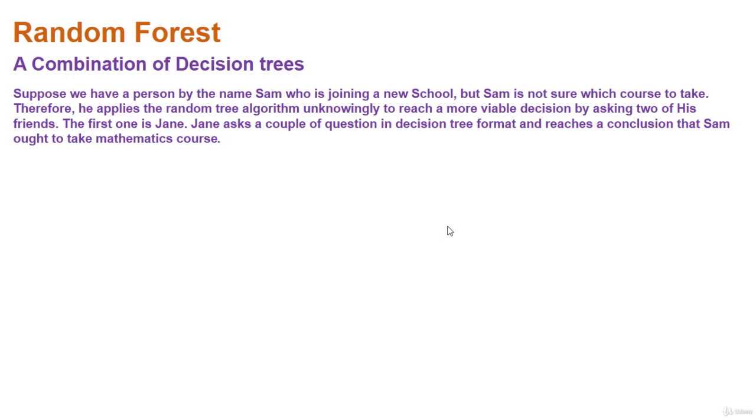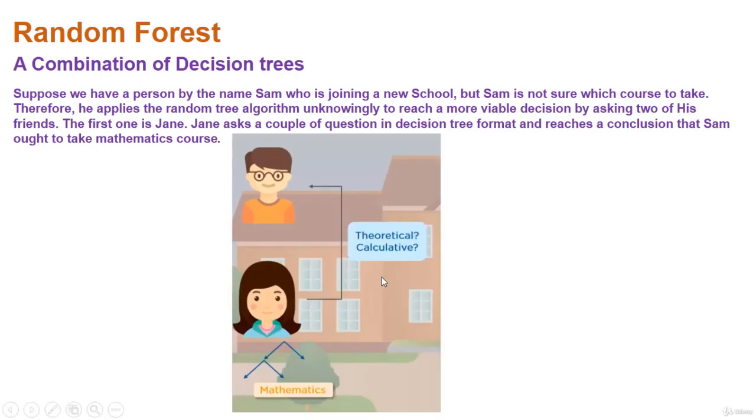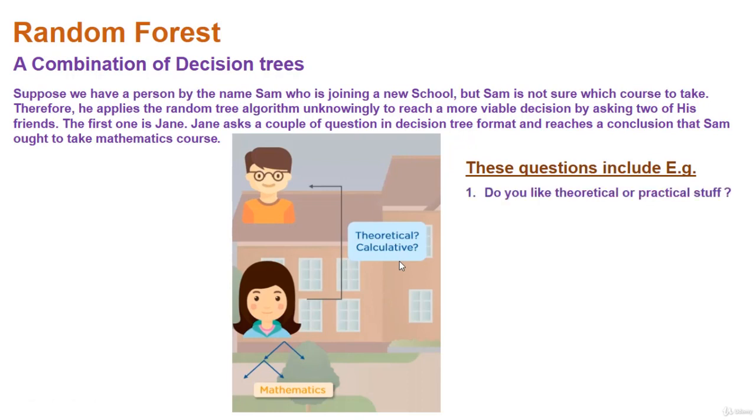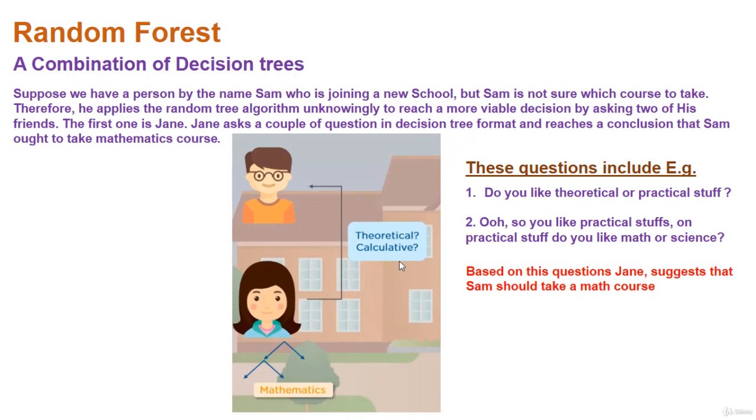The first one is Jen. Jen asks a couple of questions in a decision tree format and reaches a conclusion that Sam ought to take the math course. So here is Sam. He goes to Jen. And Jen asks questions like, do you like theoretical or practical stuff? Then Sam answers, I like practical stuff. And Jen says, oh, so you like practical stuff. On practical stuff, do you like maths or science? And then Sam says, I like maths. And so based on this question, Jen suggests that Sam should take math.